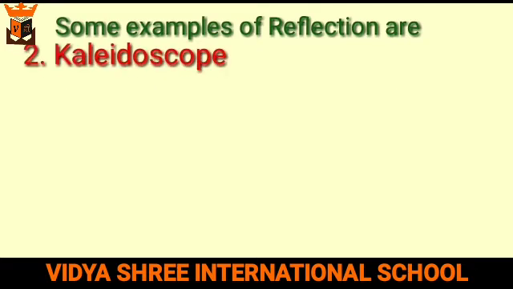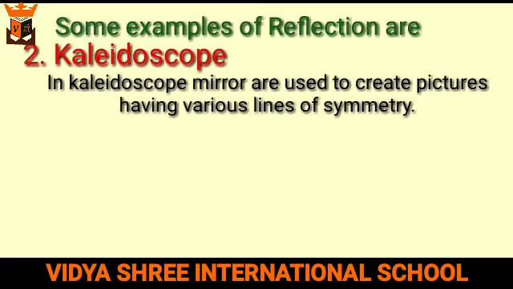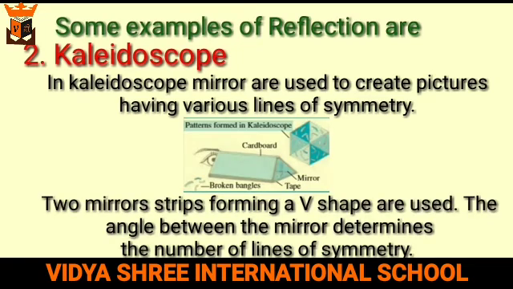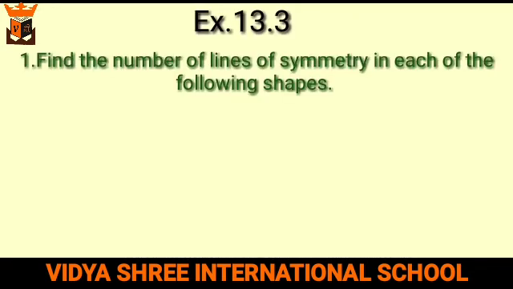Second one is kaleidoscope. In a kaleidoscope, mirrors are used to create pictures having various lines of symmetry. Two mirror strips forming a V shape are used. The angle between the mirrors determines the number of lines of symmetry. Now let us try to solve the questions of exercise 13.3.